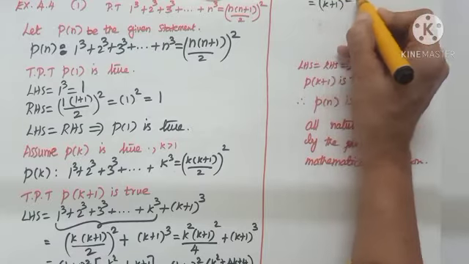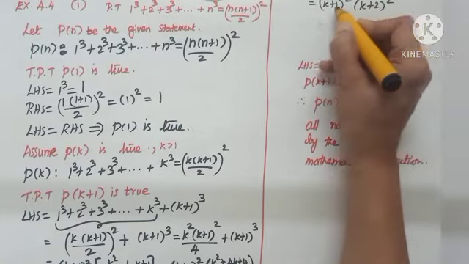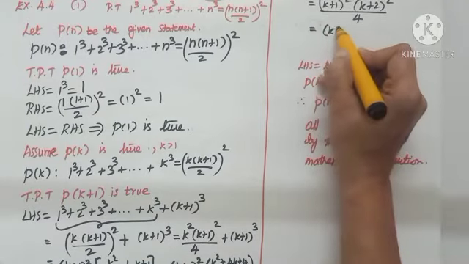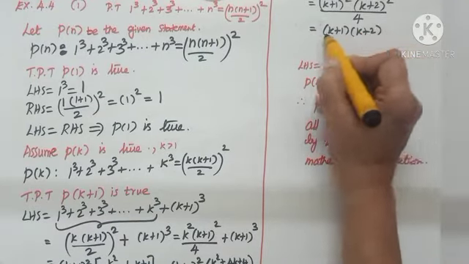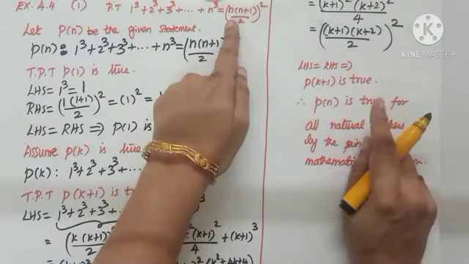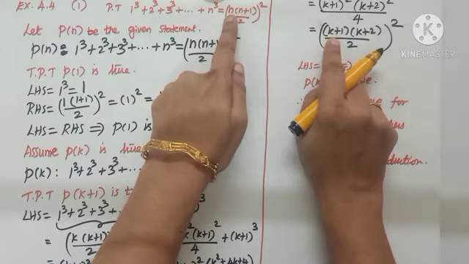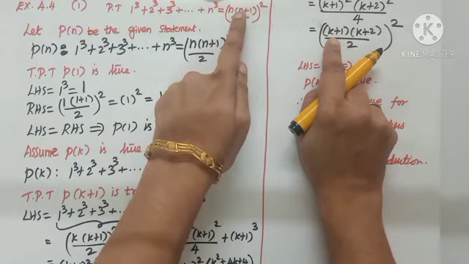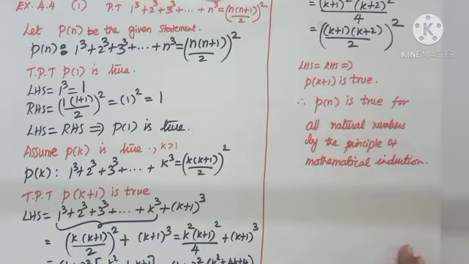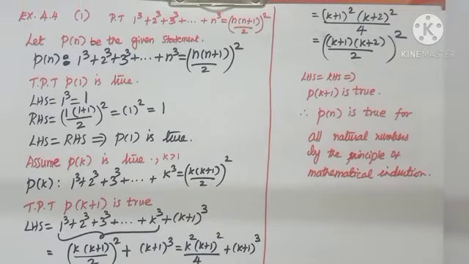K plus 1 the whole square into K plus 2 the whole square by 4, which is nothing but K plus 1, K plus 2 by 2 the whole square. Look at the RHS. In the place of n, I have K plus 1. n becomes K plus 1 plus 1, that is K plus 2 by 2 the whole square. So LHS equals the RHS, and so I can say P of n is true for all natural numbers.